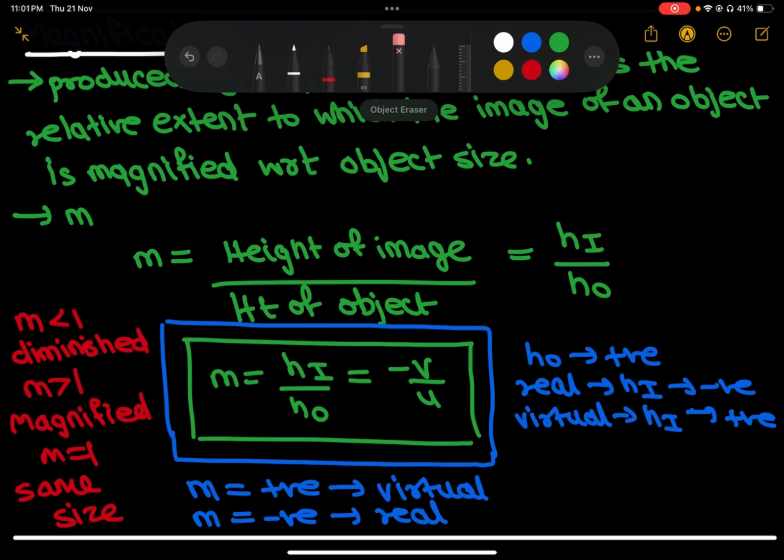So that's it for this video. We studied magnification, we studied the image formation by convex mirror and its uses, and we also studied the mirror formula. So that's it for this part.